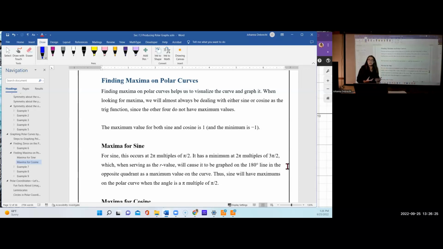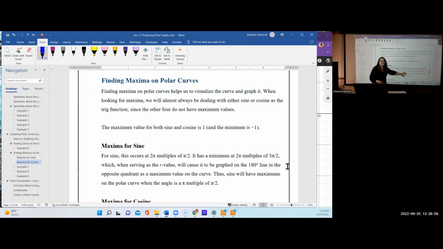So if we get a radius of either 1 or -1, if it's -1, we just shoot out on the 180-degree line. And this will give us a maximum value on the polar curve. So again, maximum for sine, of course, is going to be wherever it's 1 or -1. So it's going to be at multiples of pi over 2 or multiples of 3 pi over 2. So again, we can say multiples of pi over 2 plus n pi.